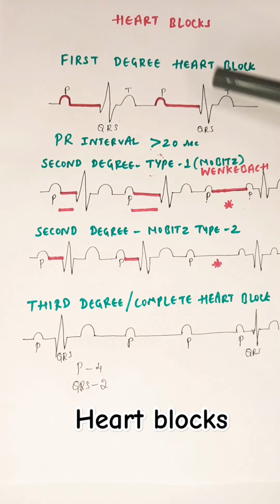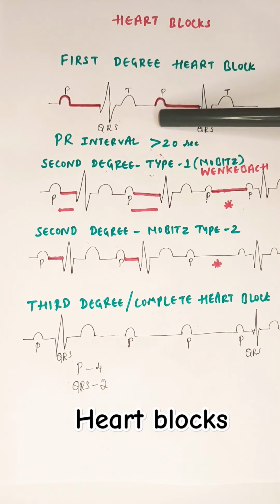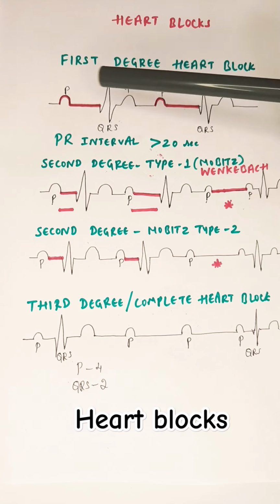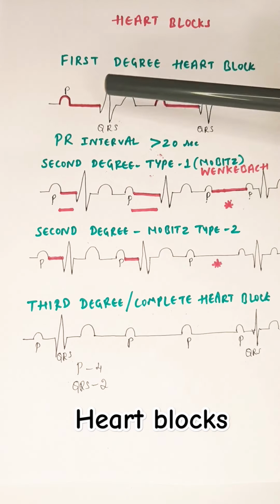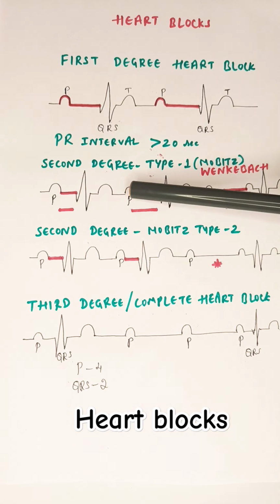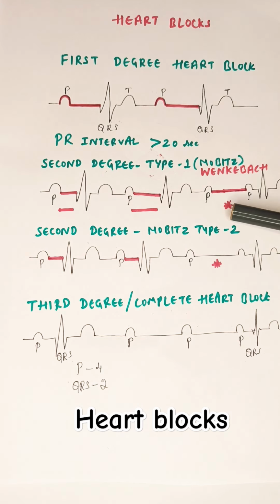Just to summarize here, there are 3 types of heart block: first degree, second degree, third degree heart block. In first degree heart block, the PR interval is more than 20 seconds. It is constantly prolonged, but all the atrial impulses are conducted to the ventricles. But if you see in type 2 and type 3, all the atrial impulses are not conducted to the ventricles.